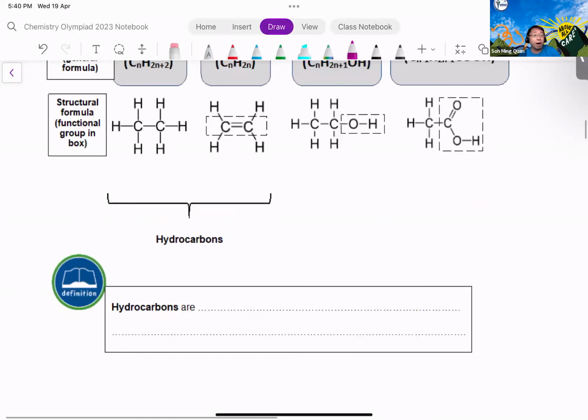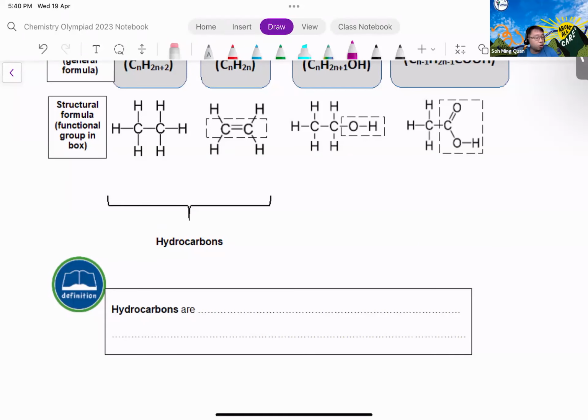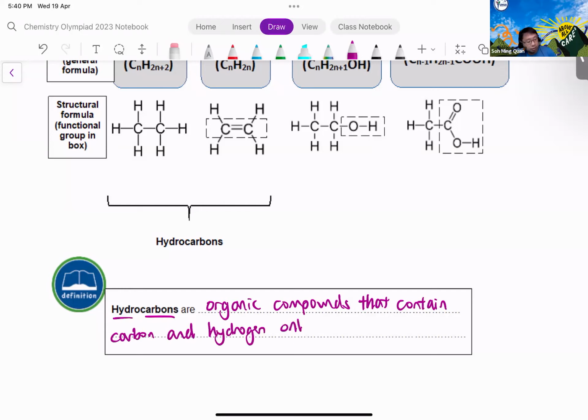Now, some organic compounds are hydrocarbons. Hydrocarbons, as the name suggests, are organic compounds that contain carbon and hydrogen only. This means that the compound can only have C and H, cannot have other atoms like oxygen, chlorine, cannot. All right, it must be just carbon and hydrogen only.